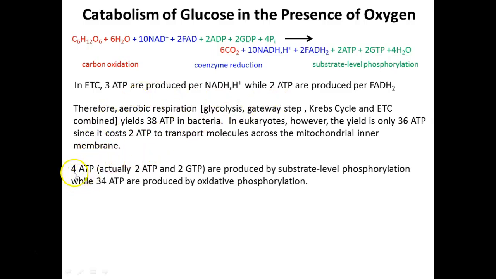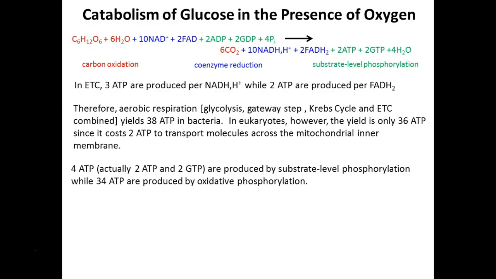So 2 ATPs and 2 GTPs, essentially 4 ATPs, are produced at the substrate level. All the rest, right, 34 of that total, are produced by the electron transport chain. So if you can't utilize the electron transport chain, say you don't have any oxygen available, you can only generate 4 ATPs from just being able to do glycolysis. That's it.